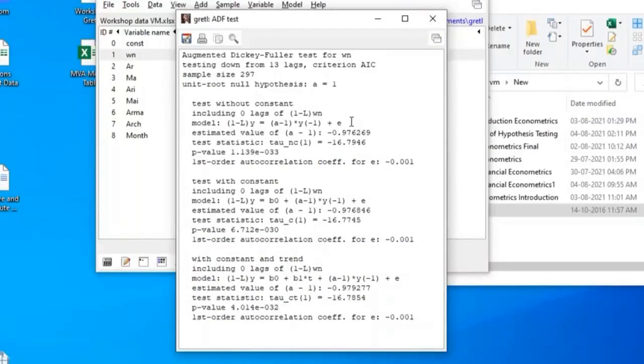So have you got the result? Sir, you are considering that the p-value is less than 0, isn't it? Yeah, therefore we reject our null hypothesis. This is less than 5%. The p-value is 0. That means we reject our null hypothesis of unit root. That means the series is stationary.